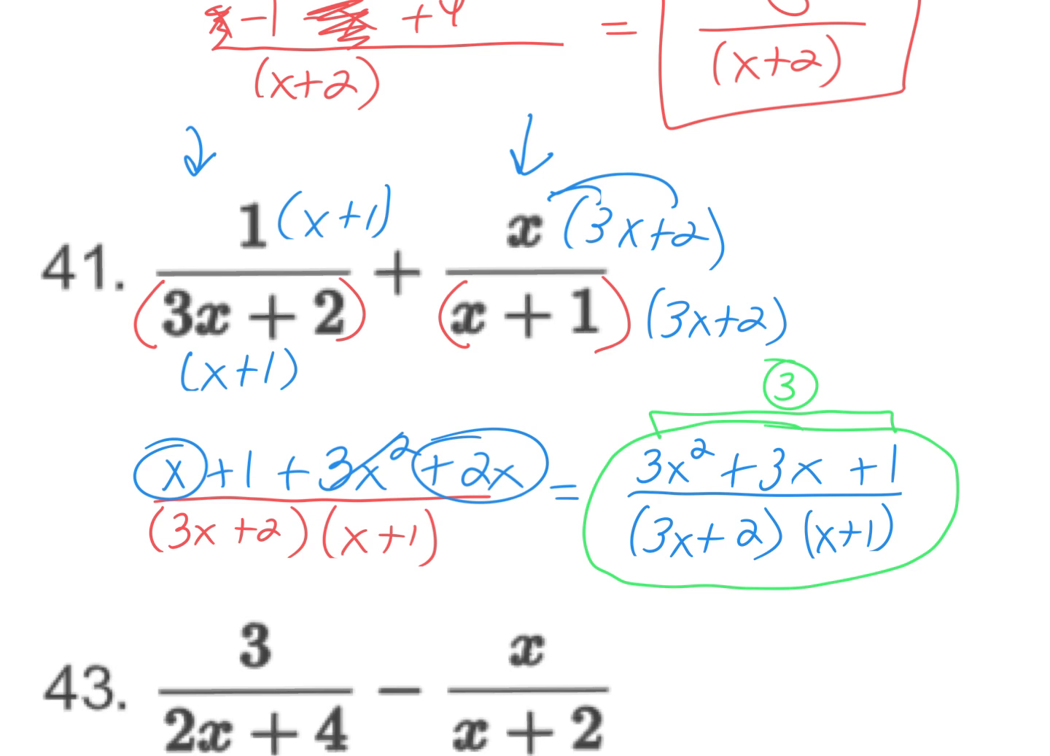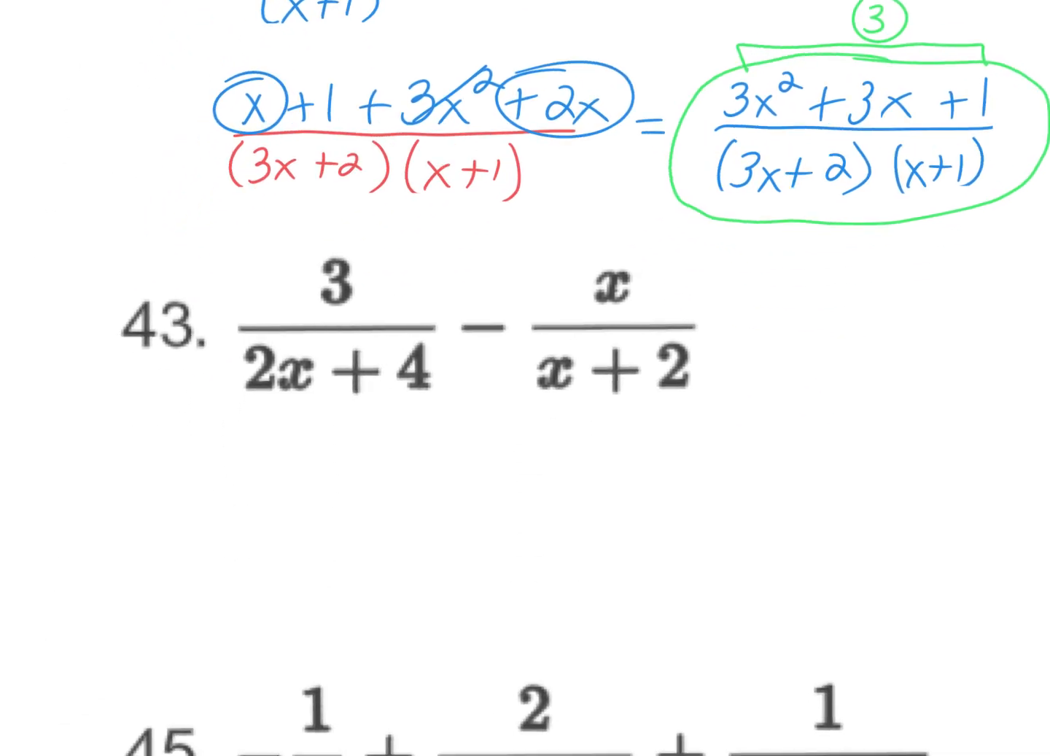All right. Let's look at number 43. Again, we look at our denominators first. Is there anything that I can factor out of either of these denominators? A 2. I can take out a 2 in this one. This becomes x plus 2. My other one just stays x plus 2. What else do you notice about this problem? It's subtraction, so I'm going to go ahead and change this and stick the subtraction sign right in front.